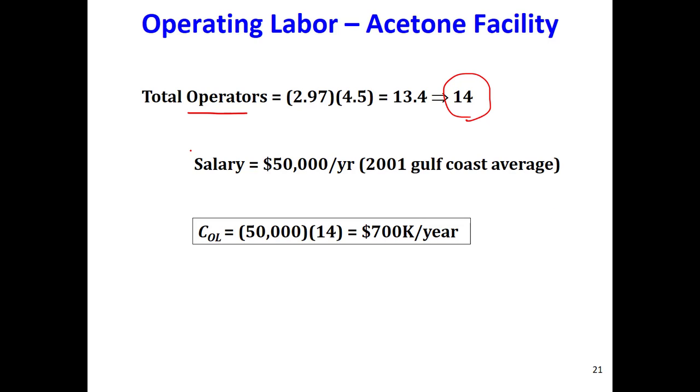We know that the average salary, for example in the Gulf area, is $50,000 per year. And I need this many operators per year. So totally, how much salary do I have to pay? We use this to find the cost of operating labor: each operator gets this much money, and I need 14 operators per year in that plant. So I have to pay this much salary.